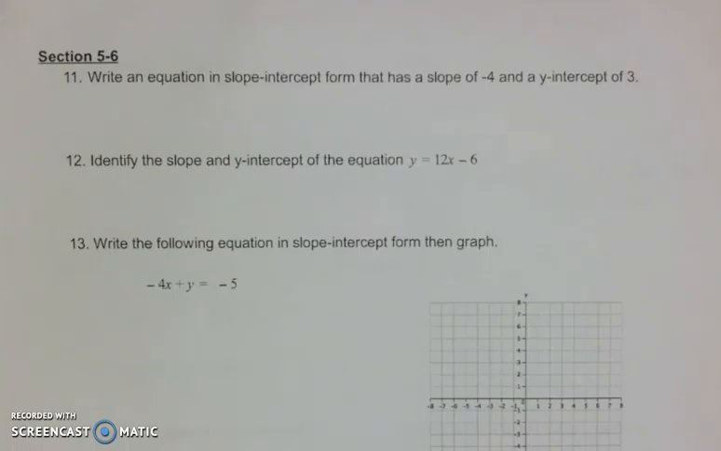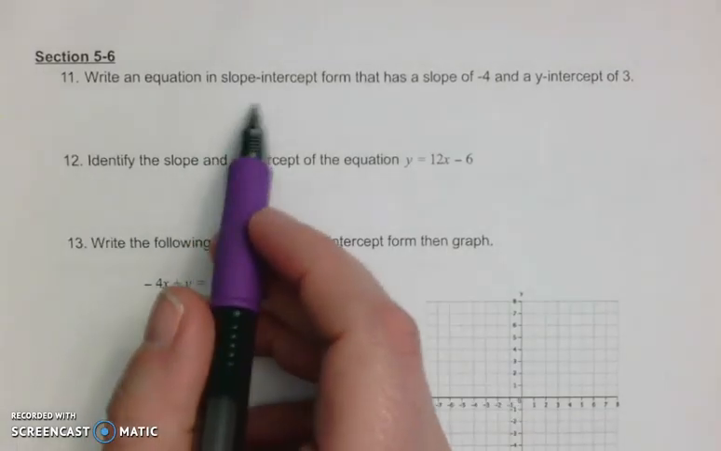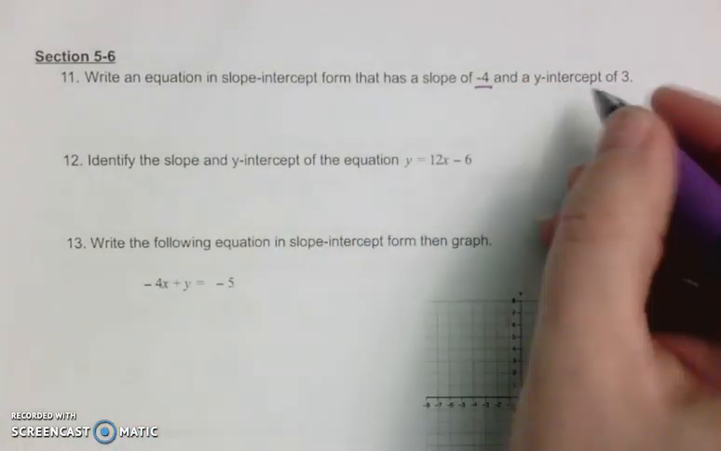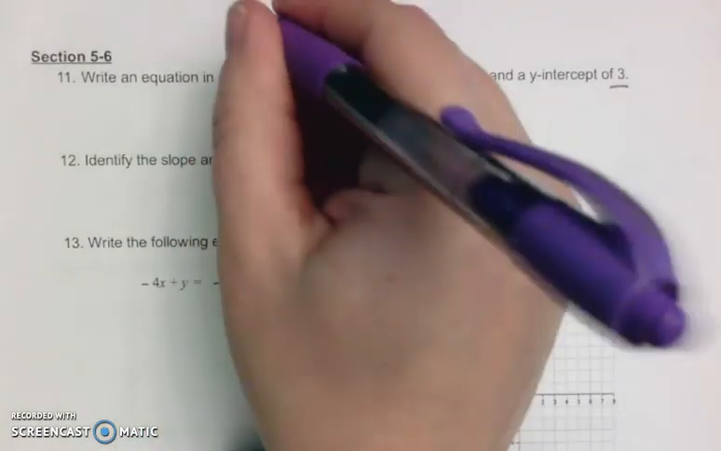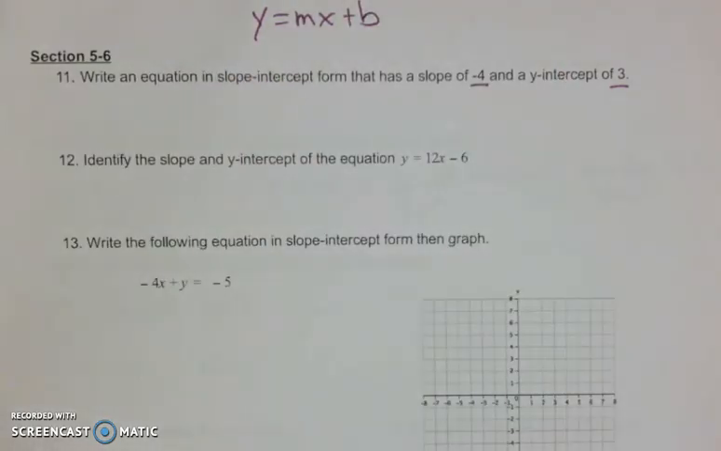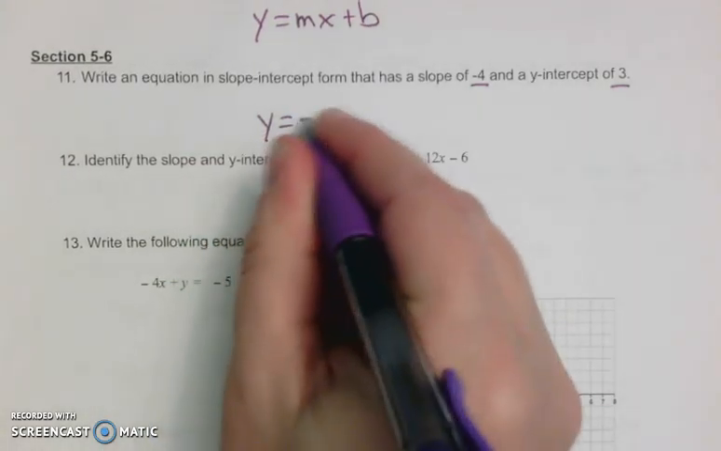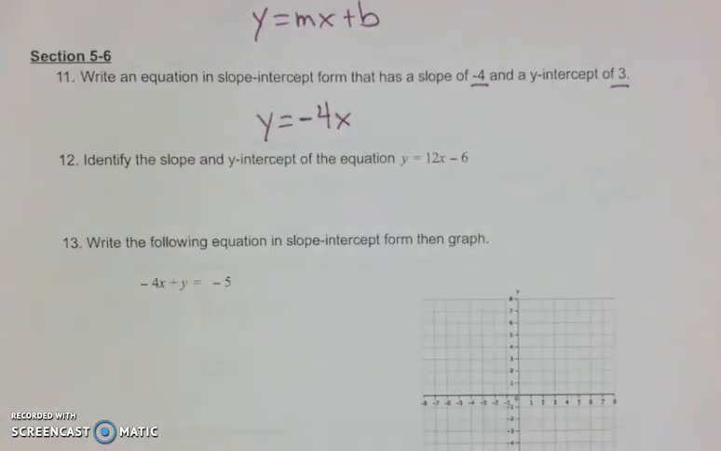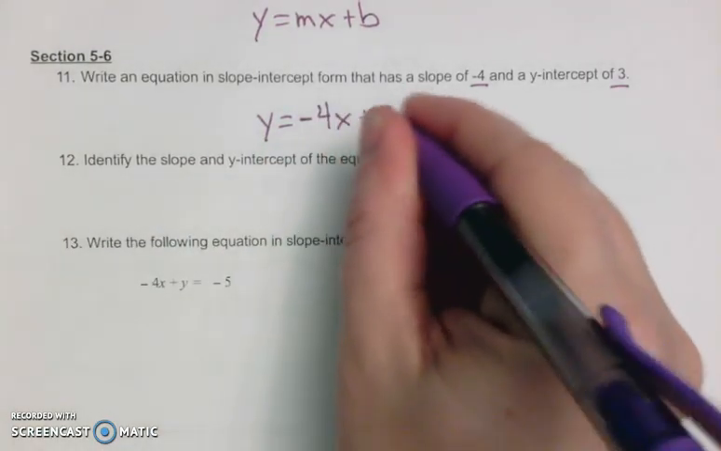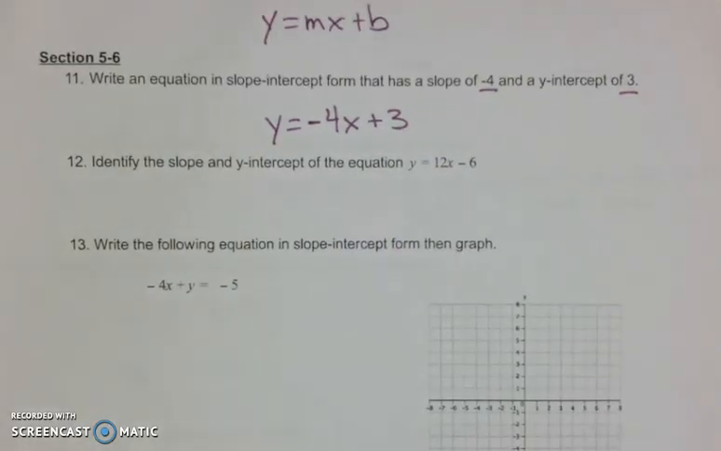Then the last section on your quiz is 5-6, slope-intercept form. So you just have to write an equation in slope-intercept form. Slope of -4, y-intercept of 3. So remember y equals mx plus b is slope-intercept form. M is your slope, b is the y-intercept. So this one, slope -4 goes in front of the x, and the y-intercept, since it's a positive 3, I put plus 3. There's our equation in slope-intercept form.